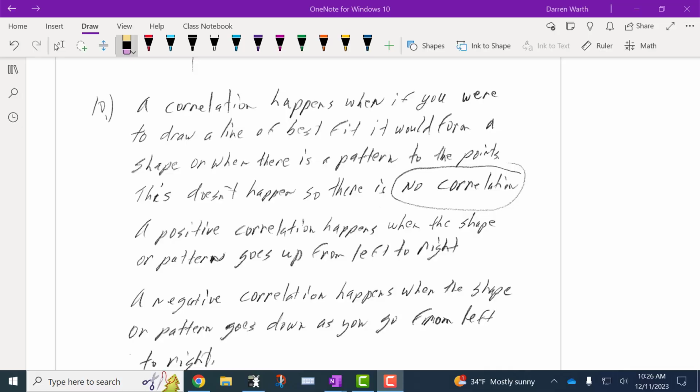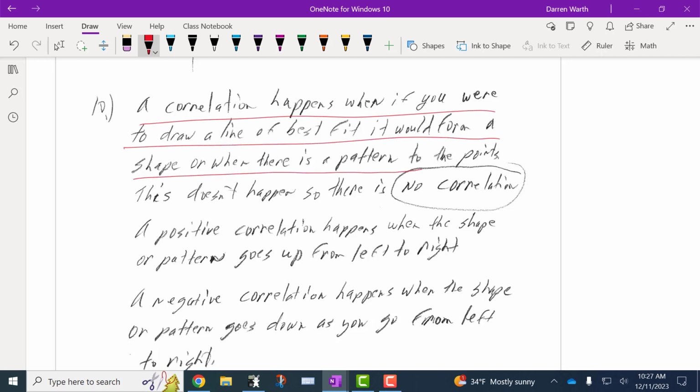Again, problem number 10, it says, state if there appears to be a positive correlation, negative correlation, or no correlation. Identify the relationship as linear, logarithmic, exponential, or quadratic. So just remember, a correlation happens when, if you were to draw a line of best fit, it would form a shape, or when there is a pattern to the points. This doesn't happen, so there's no correlation on this problem right here.